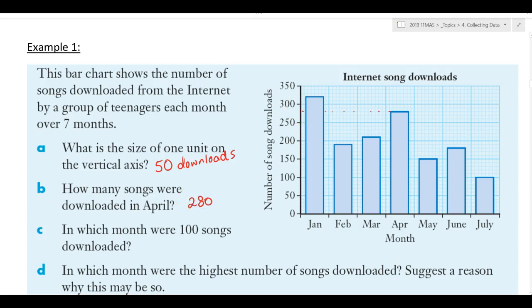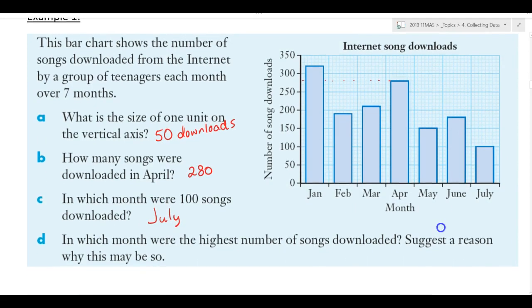In which month were 100 songs downloaded? Right, here's my 100. Follow that across. Looks a lot like July to me. And in which month were the highest number of songs downloaded? Why might that be so? Well, I can see, right, this is where a column graph is good. At a glance, that January has the most.